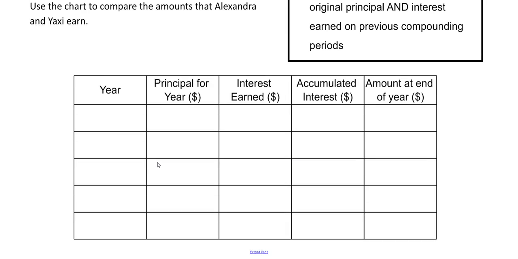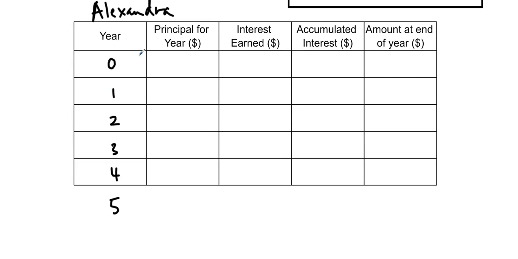So let's do Alexandra first. She's using simple interest. So for Alexandra, we have year 0, 1, 2, 3, 4, 5. At the end of year 0, she puts in $1,000, which we're going to forward to the principal for the year. And because it's simple interest, we're going to have the same principal every year. So it's going to be $1,000 every single time.